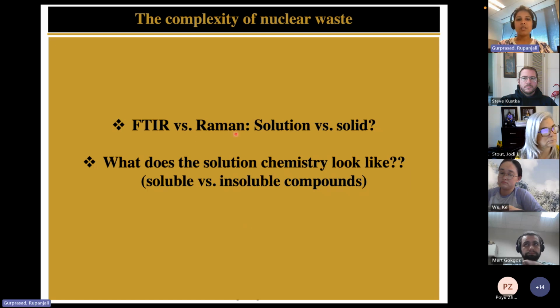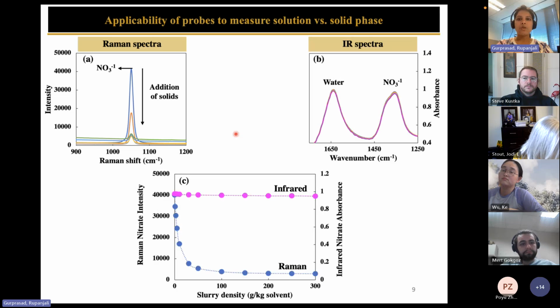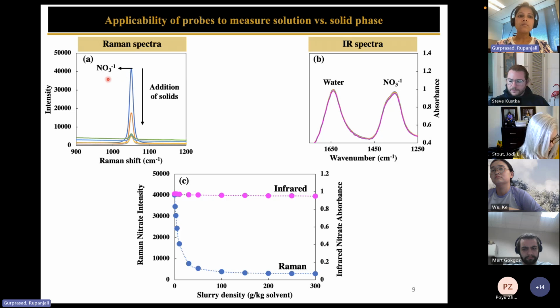To answer the first question, about selective applicability of FTIR or Raman for solution or solid phase, we did a simple proof of concept experiment. What we did here was we started with a solution that only had dissolved nitrate. The reason we selected nitrate is because, as I was mentioning, in the solution phase, nitrate is known to be the most abundant ion present in the solution. To the nitrate solution, we then added a bunch of GFC solids.